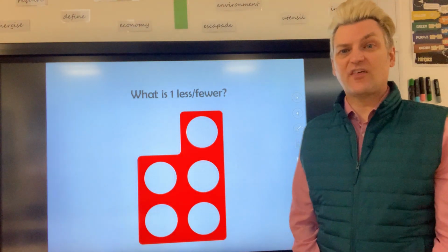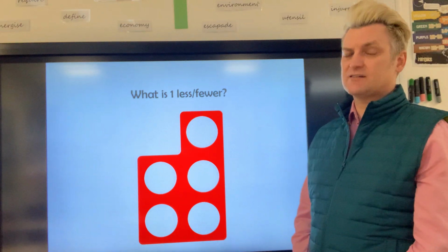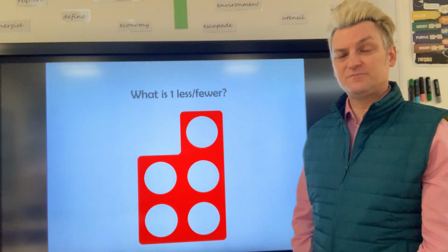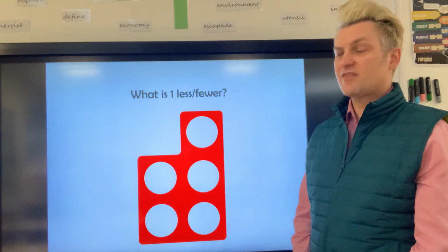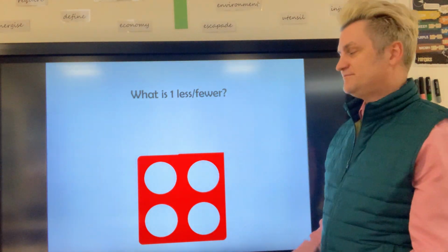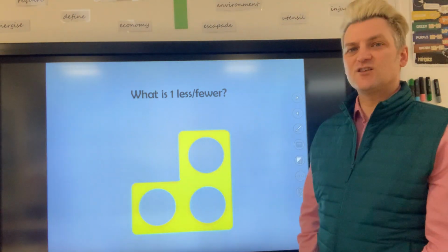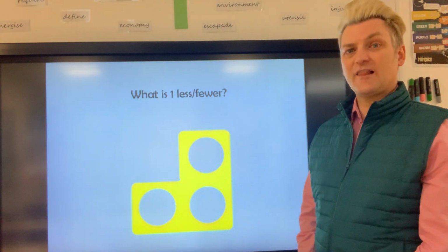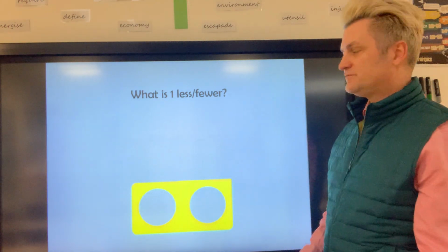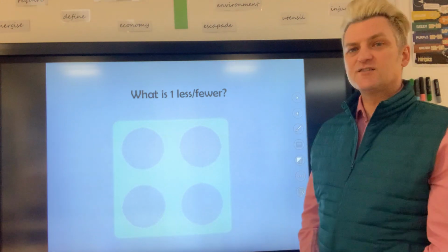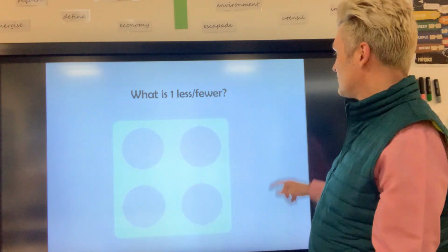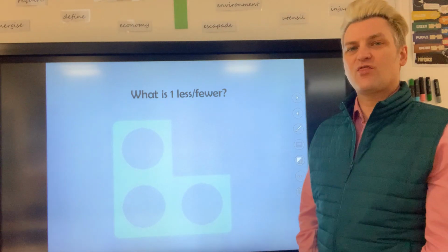Now, have a little think, because what we're thinking about now is one less, or sometimes you might say one fewer. This is the number 5. And one less, or one fewer than 5 is 4. Here's the number 3. So one less or one fewer is 2. Here's the number 4. So one less than 4 or one fewer than 4 is 3.